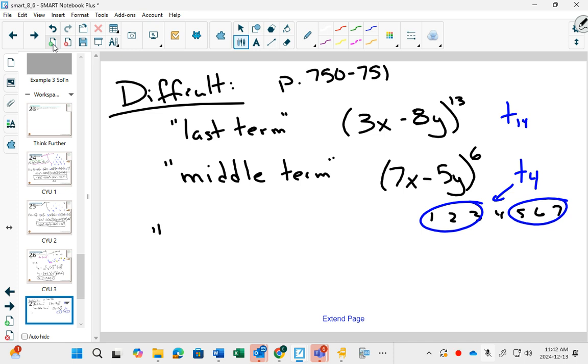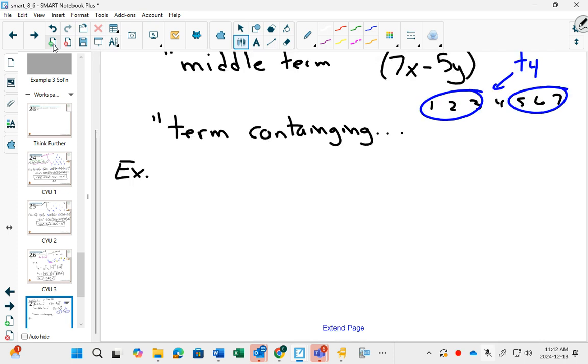The next level of more difficult, and we'll actually do some examples, have the following language. Term containing, and now we'll do some examples with this.